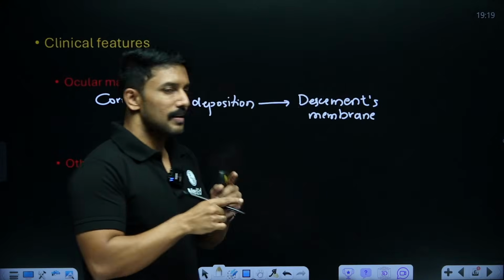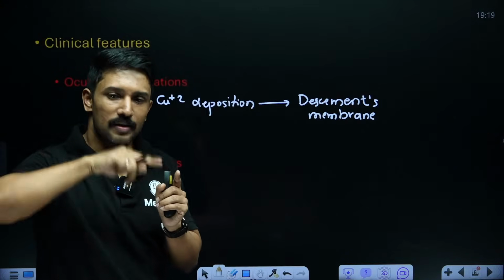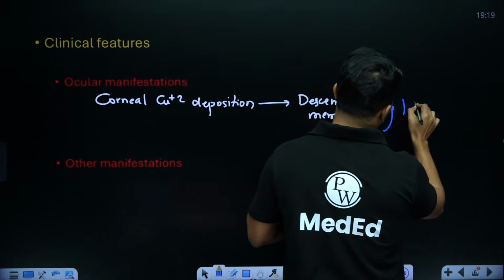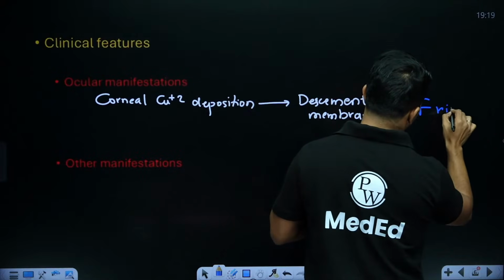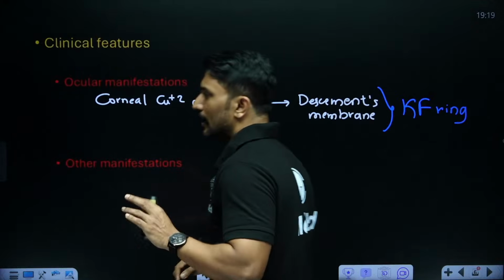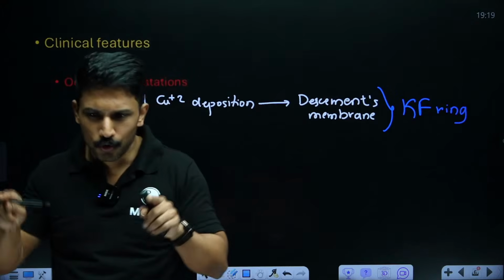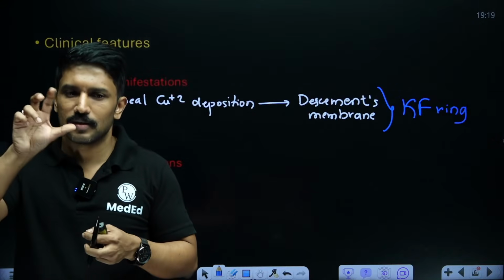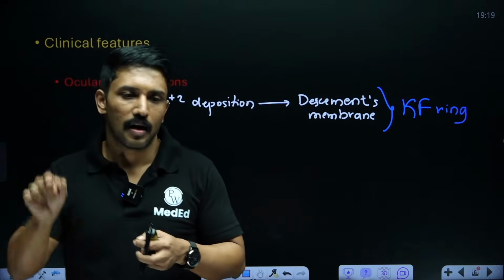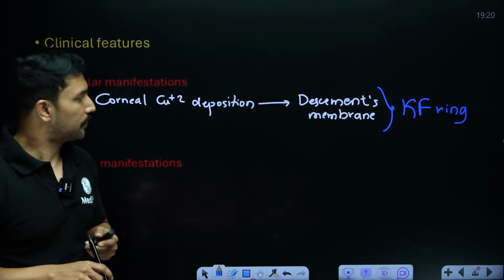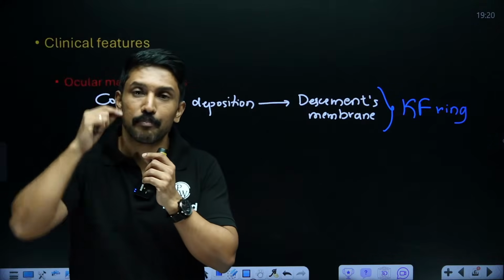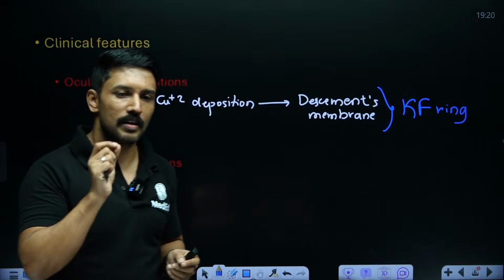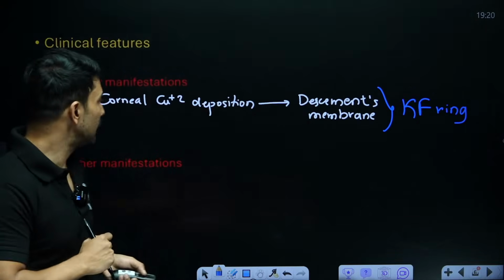And that deposition forms a ring, which we all know popularly. It is called the KF ring or Kayser-Fleischer ring. One of the MCQs that I had come across is, do you get this ring from the beginning itself, or does it start somewhere and then cover the entire circle of the cornea, right? Remember, it starts in the limbus and then expands to become a ring. So the initial place where it gets deposited is the limbus.